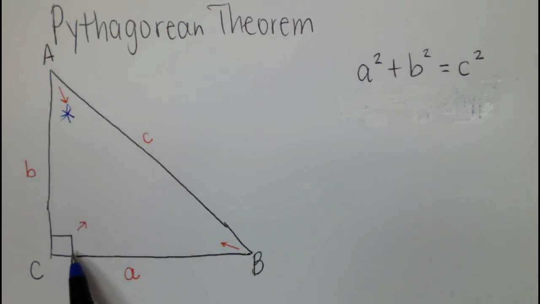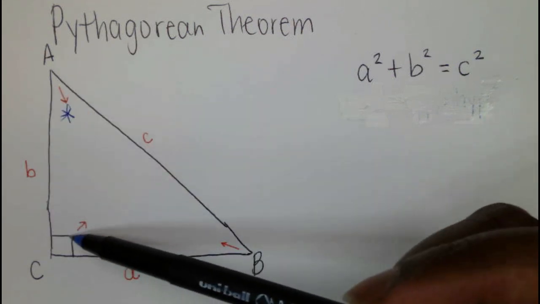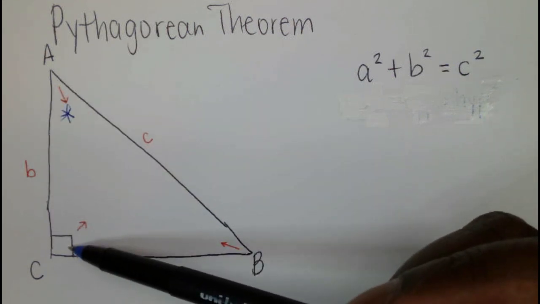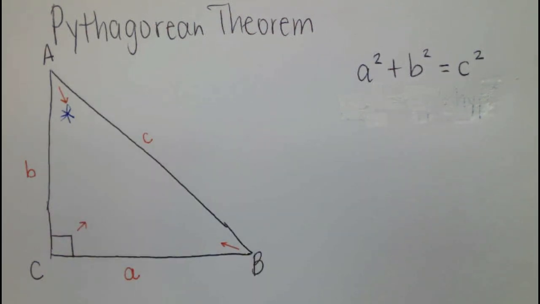That means we have a box, and the box means we have a right angle. So it may not look like this, or may not be turned this way, but it's going to look something similar to this.